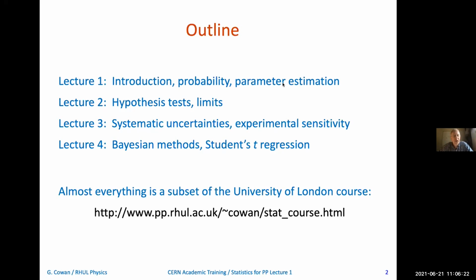And then in the final lecture, I should have just labeled this further topics, because I haven't really decided what to include, but my provisional plan is to include something on Bayesian methods and something called Student's t regression. So that's the basic outline.